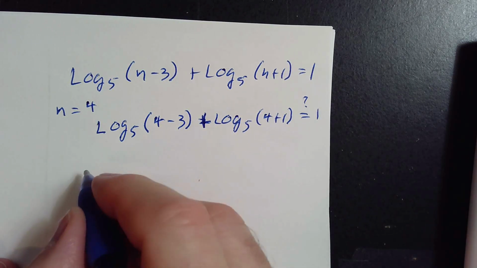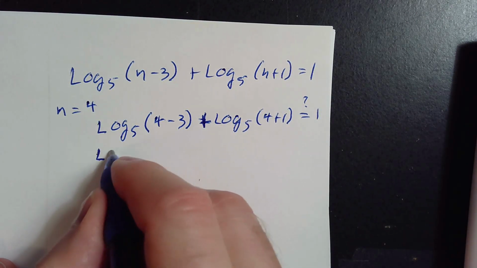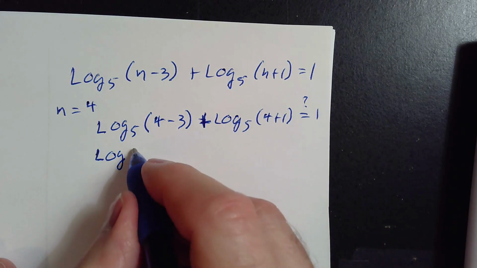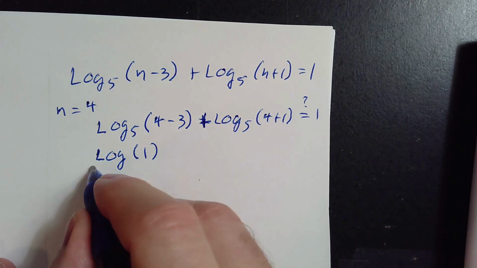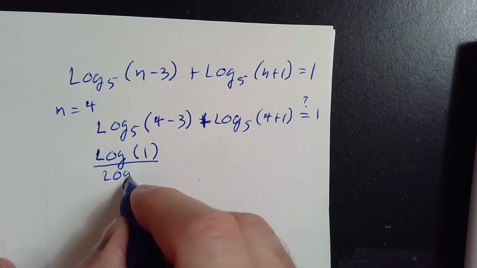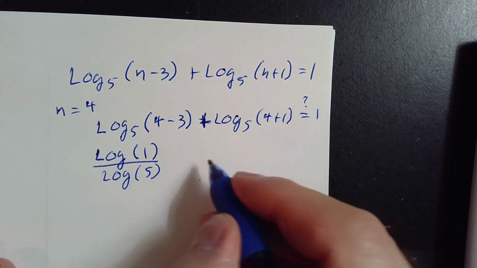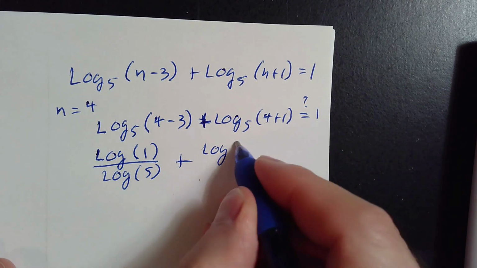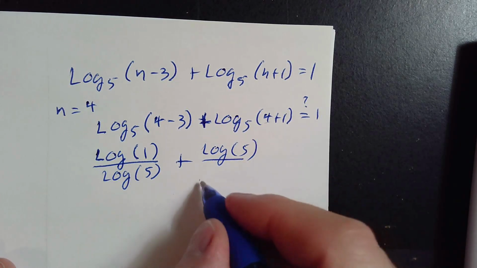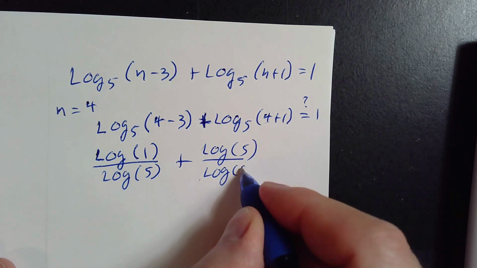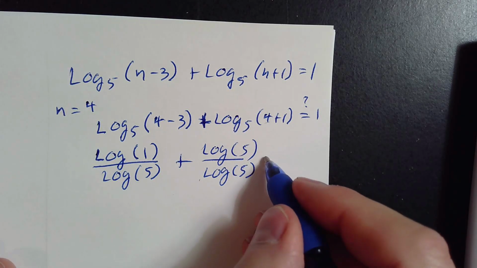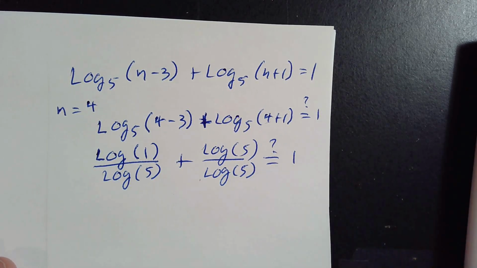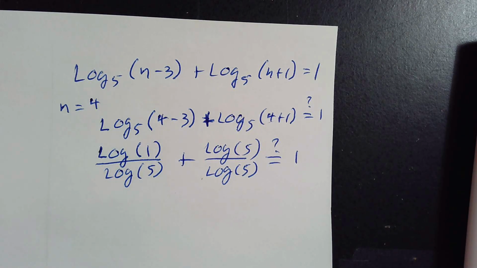So we'll use our change of base to evaluate. I'm going to use common log. So this is common log of 1 over common log of 5 plus common log of 5 over common log of 5. You can guess that's going to be equal to 1. But we'll just go and put it all in just to see how it works.